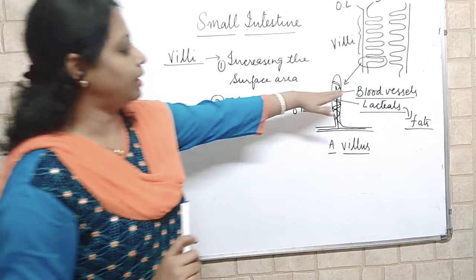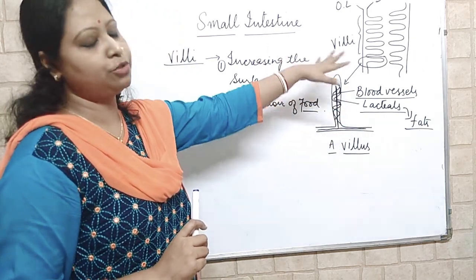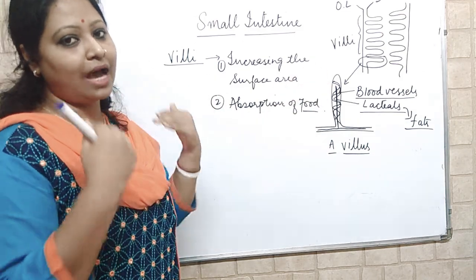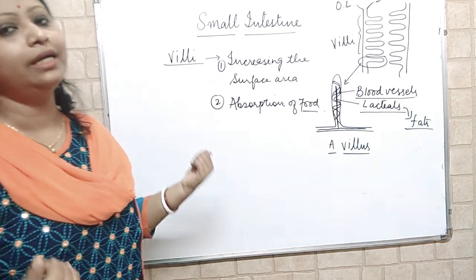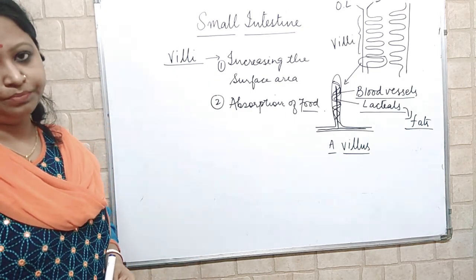Okay, so here blood vessels, their blood capillaries are present. They will help in absorption of all the materials and pass it to the blood. Now all the nutrients have entered the blood, and blood will carry it to each and every part of the body and will make it available to each and every cell of the body.